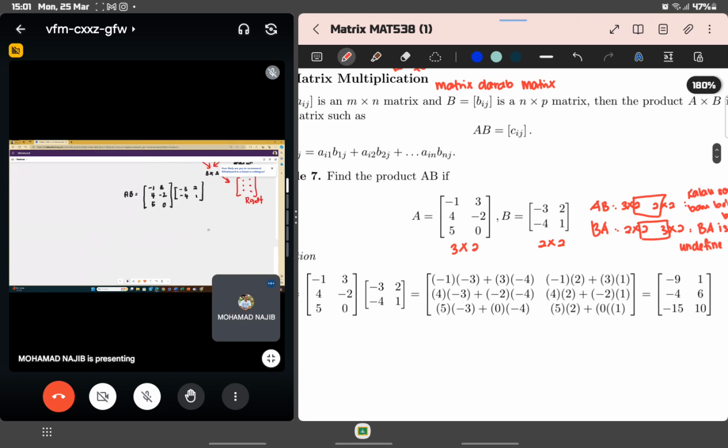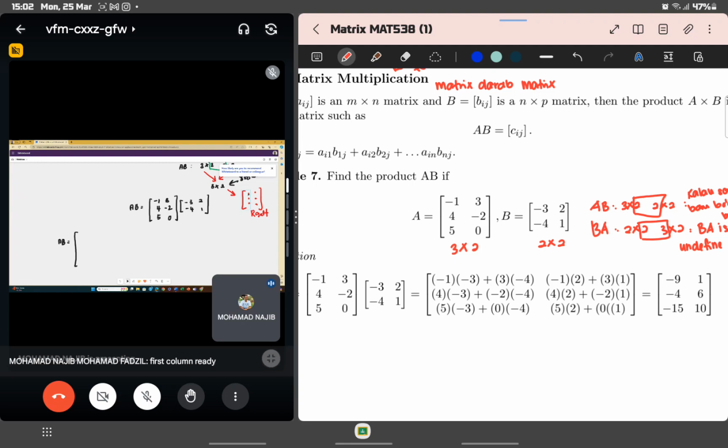Cuba tengok nampak. Okey, sekarang darab ni nak buat macam mana? Cuba tengok hasil dia kan 3 by 2. 3 rows and 2 columns. Okey, for the AB, 3 by 2. Kalau kita nak mula yang pertama yang ni, titik yang pertama. Titik ni kedudukan dia adalah first row, first column. Betul? First row, first column.